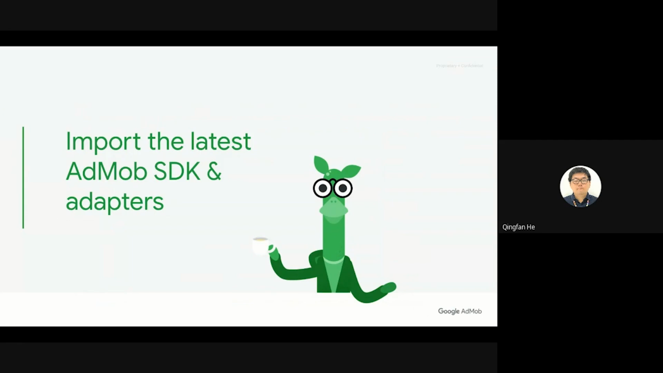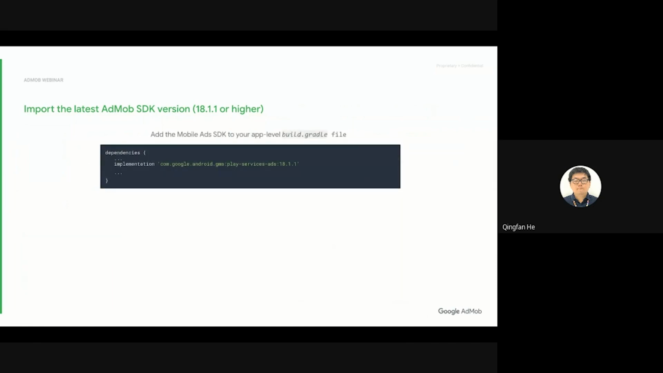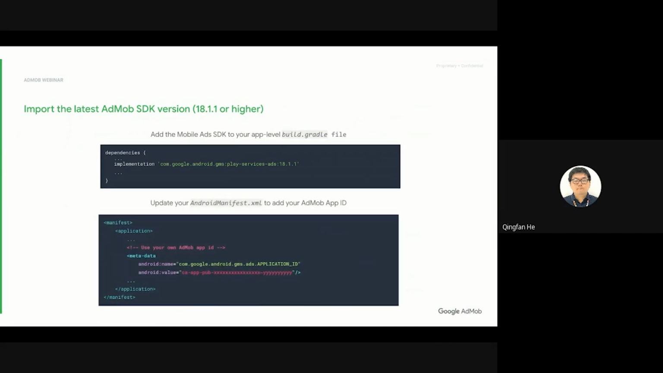After we finish the AdMob UI setup, we will need to import the AdMob SDK into our project. Take the Android side setup as an example. To use Open Bidding, you would need to declare the SDK dependency in your app-level build Gradle file. It's always suggested to use the latest version of the AdMob SDK in your project, but if you prefer an older version, please make sure the SDK you choose is at least 18.1.1. We would also need to configure the application ID in the Android manifest to ensure AdMob can work properly.